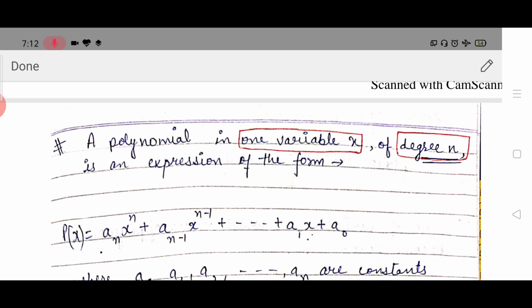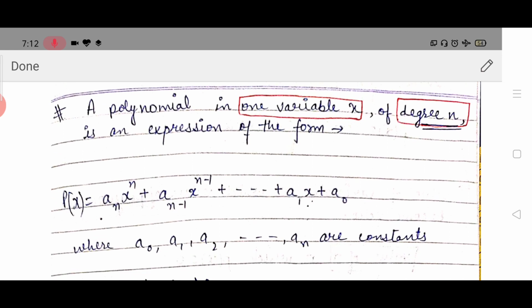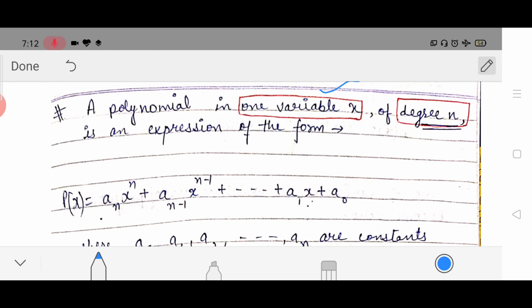Okay, now our topic is polynomial in one variable. Our topic is polynomial in one variable x of degree n. How can we write it? Look, polynomial in one variable x. One variable x means the polynomial equation we are having will consist of only one variable, that is, we have taken here x, and its degree is n.